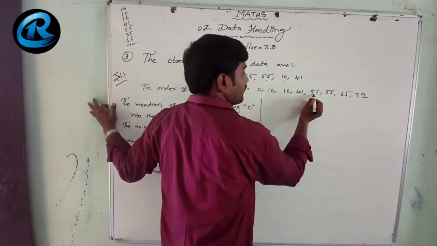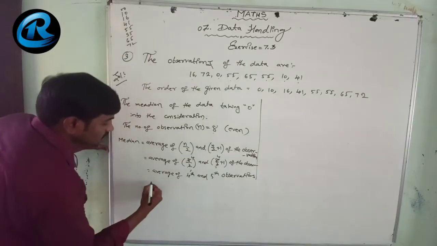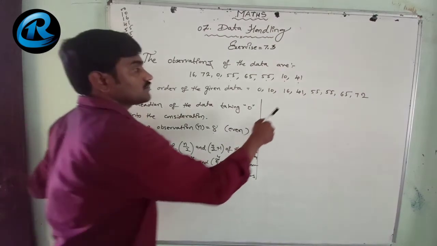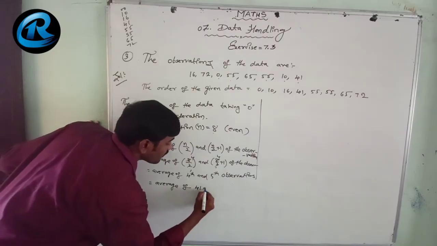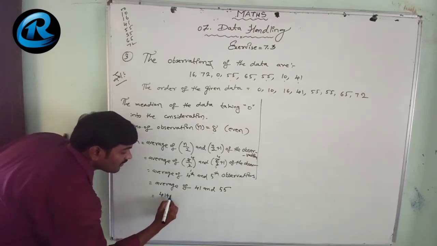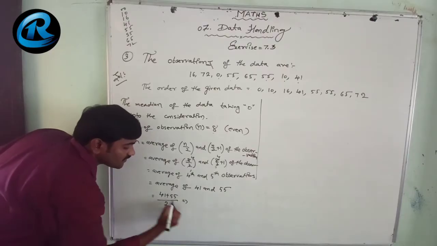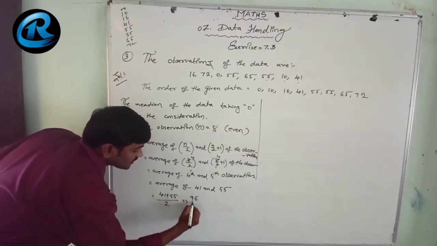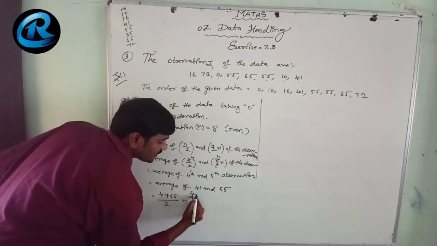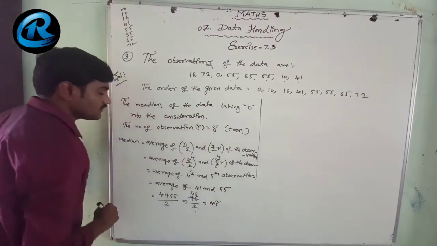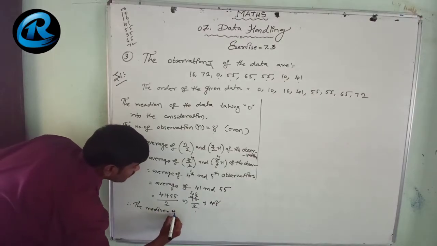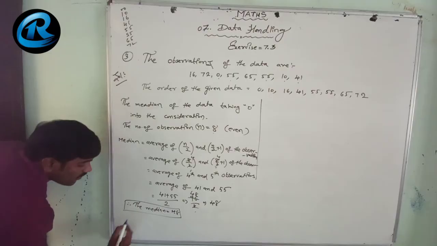What are the fourth and fifth observations with 0 taken into consideration? 1, 2, 3, 4, 5. The fourth observation is 41 and the fifth is 55. Let's find the average of 41 and 55: 41 plus 55 by 2, the sum of the observations by the number of observations. That is 96 by 2, which equals 48. So the median equals 48.